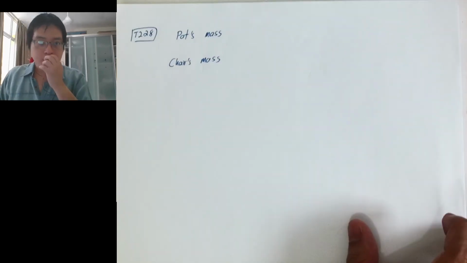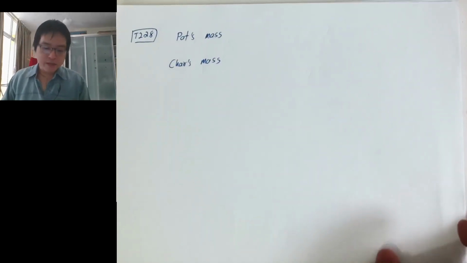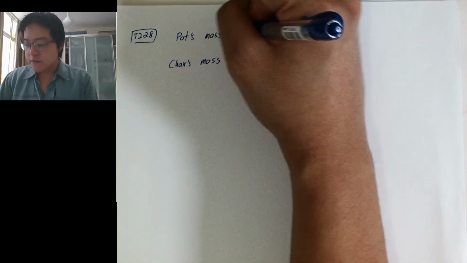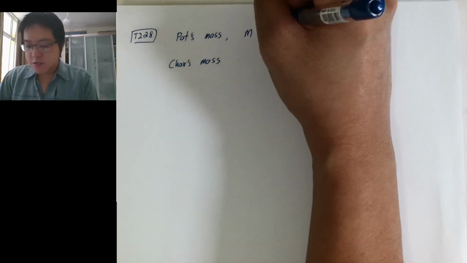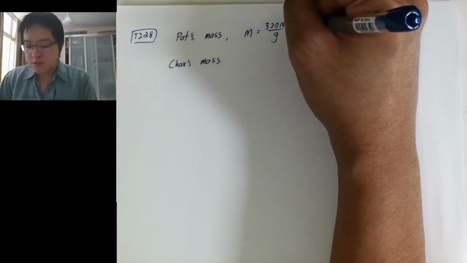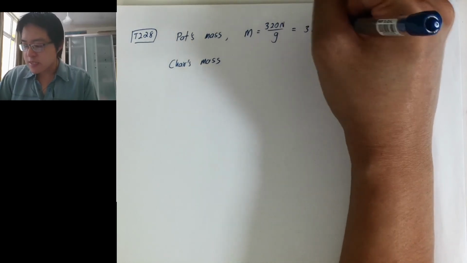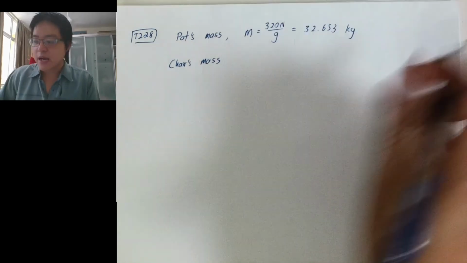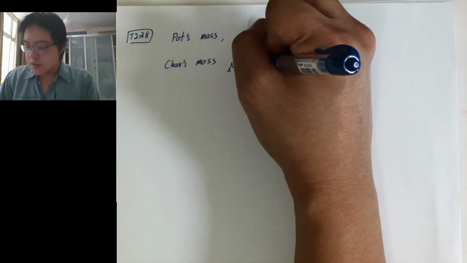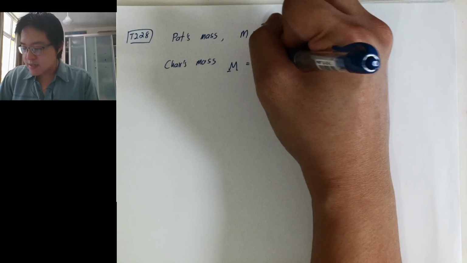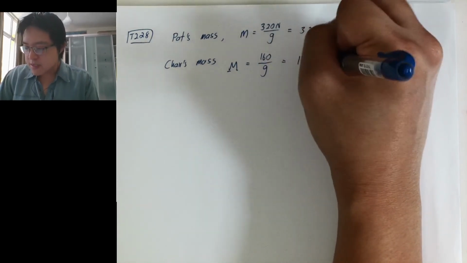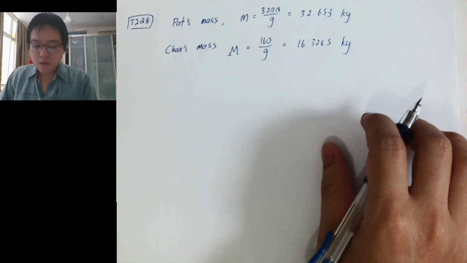Based on the information given, we are given the weight of the kid, Pat. So from the weight, we can get the mass, which is 320 newtons divided by g, which is 9.8. So you get 32.653 kg, right? I don't care about significant figures because this is not my final answer. So the chair mass is 160 newtons divided by 9.8. You get 16.3265 kg, right?